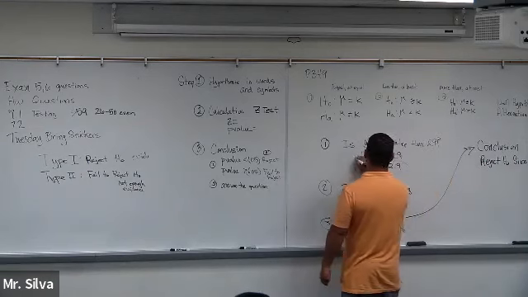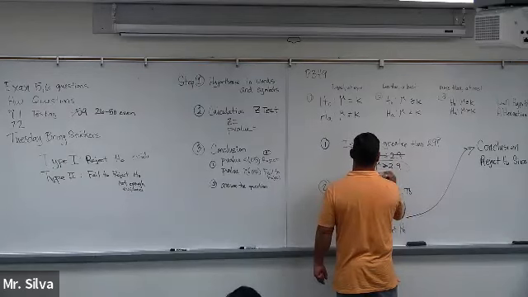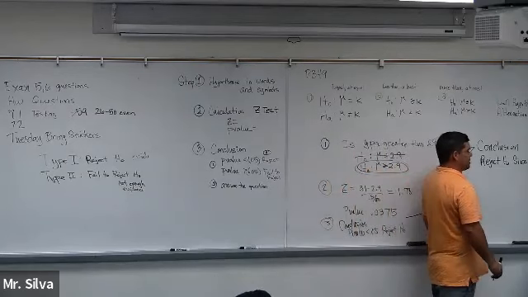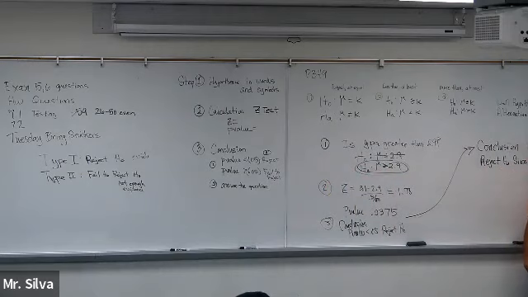Again, I'll go back here. I rejected this one. It's not this one. It's the other one. Since the p-value is less than 0.05, I'm going to reject H0 and conclude GPA is greater than 2.9.